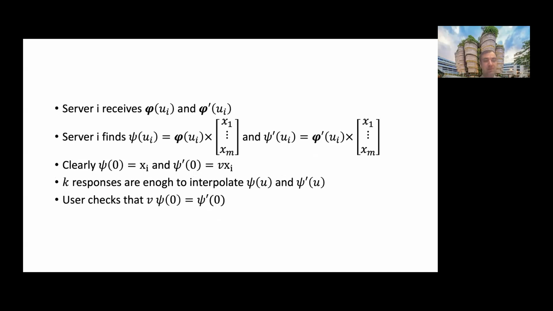As a result, each server receives 2 points, psi ui and psi prime ui. So ui, as before, is a non-zero field element corresponding to the server i. After it, as before, each server finds scalar products. Before it was one, now it finds two. It finds the scalar product of psi ui and the database vector and gets the value of polynomial psi in point ui, and also the scalar product of phi prime in point ui and the database vector, and as a result gets psi prime in point ui.